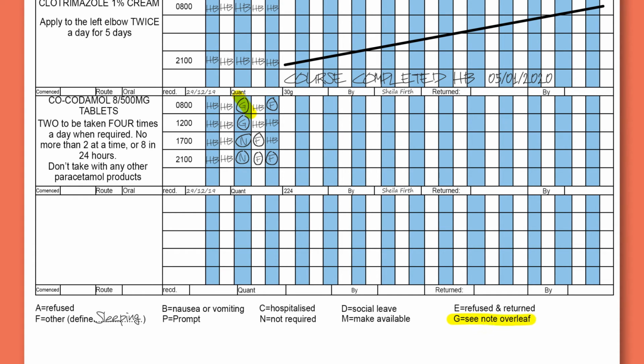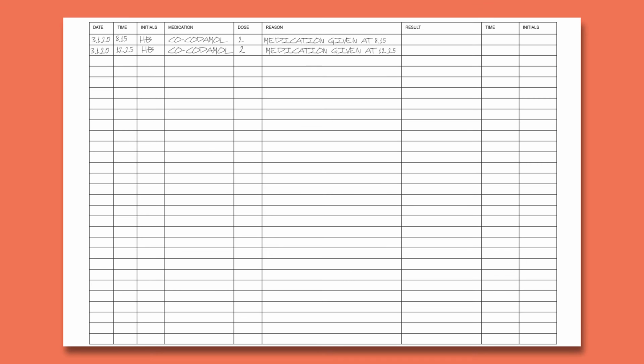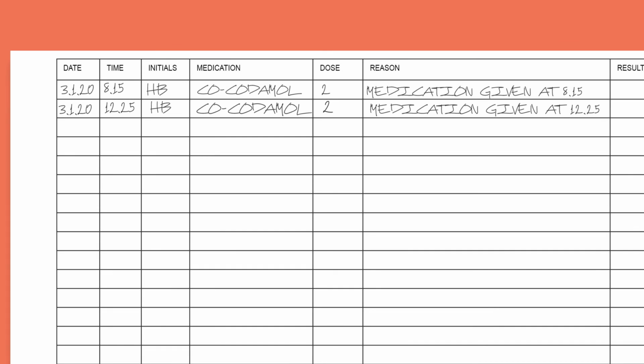This would mean, as per codes at the bottom of the MAR chart, we need to find out more information about why this has been coded this way. We need to turn the MAR chart over to view the documentation on the back. You will see here the reason for the G code on the MAR chart as documented is because the 8 AM dose was not actually given until 8:15 AM. This means that the 12 o'clock dose could not be given until at least 12:15 or as documented 12:25. This is to ensure a minimum of 4-hour gap between the stated doses.